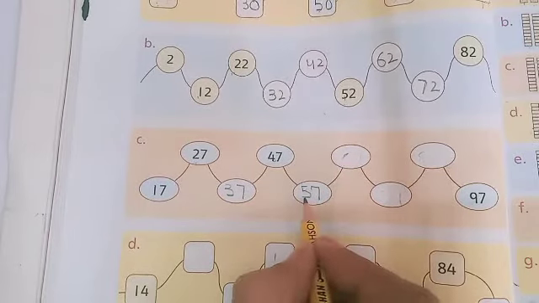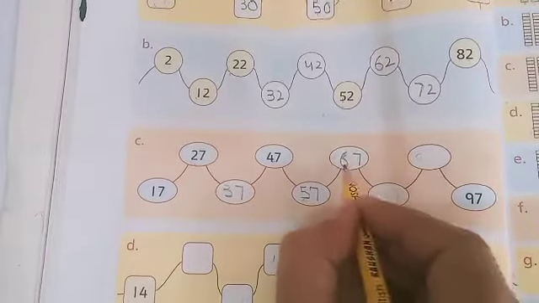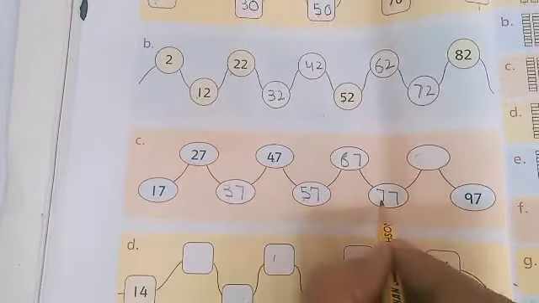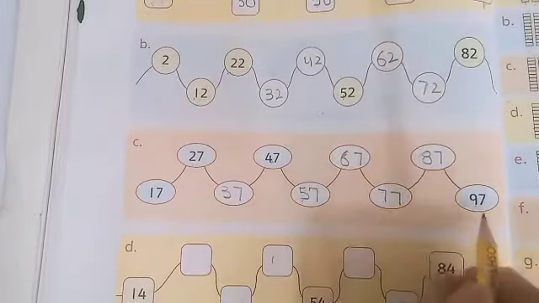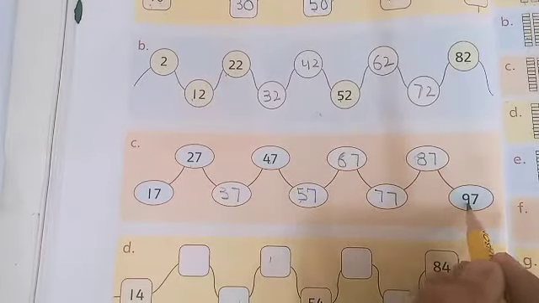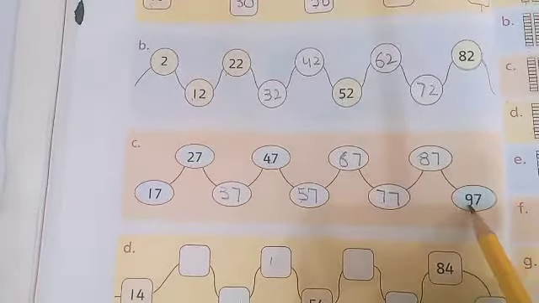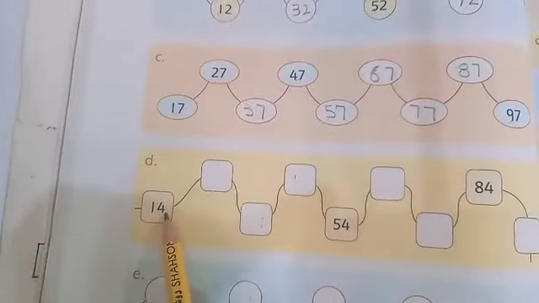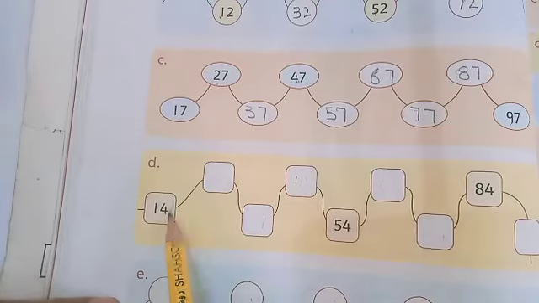57. 5 is here. You will change 10. 67. 6 is here. You will add 10 more. 77. 7 is here. You will add 10 more. 87. 9 is here. You will add 10 more. 97. Next one is D. Look at D part. Like this you will have to complete D part.